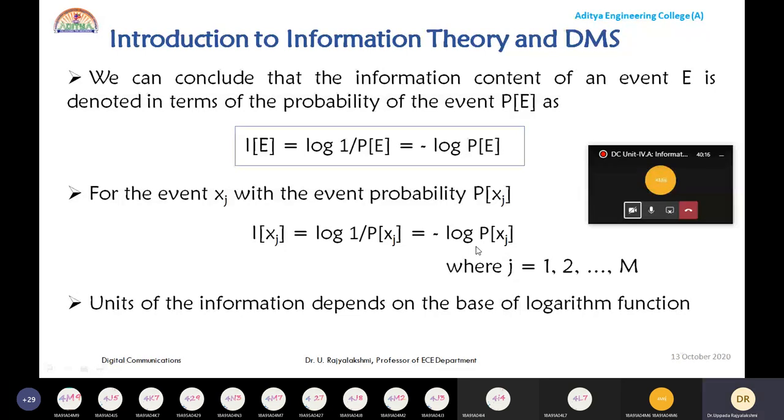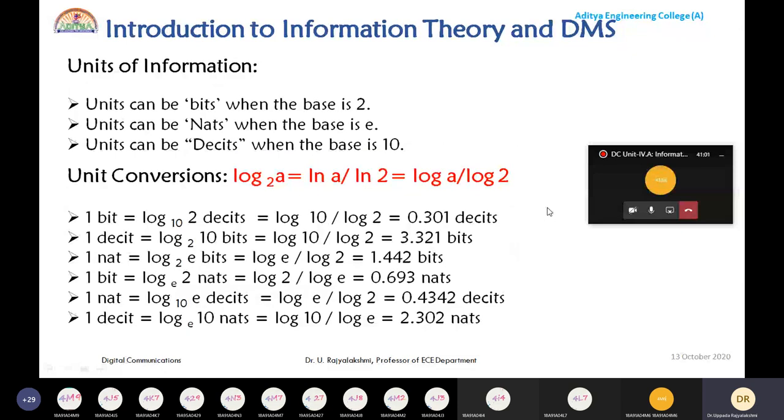Okay, so every time we'll say that the units of information are bits, zeros and ones. But here you should remember that the base of the logarithm gives you the unit of information. Whenever the base of the logarithm is 2, then the units of information are bits.